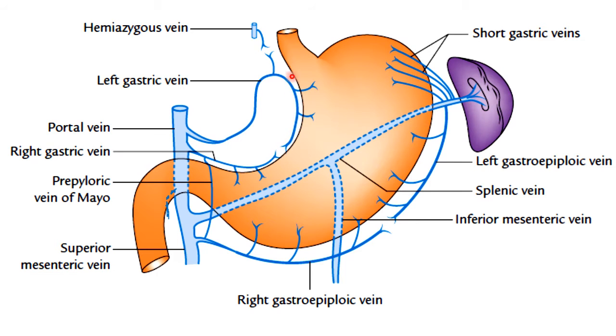This is the left gastric vein entering the portal vein. This is the right gastric vein, which receives the prepyloric vein and enters the portal vein. And this is the superior pancreatico-duodenal vein, which enters the portal vein behind the first part of the duodenum.